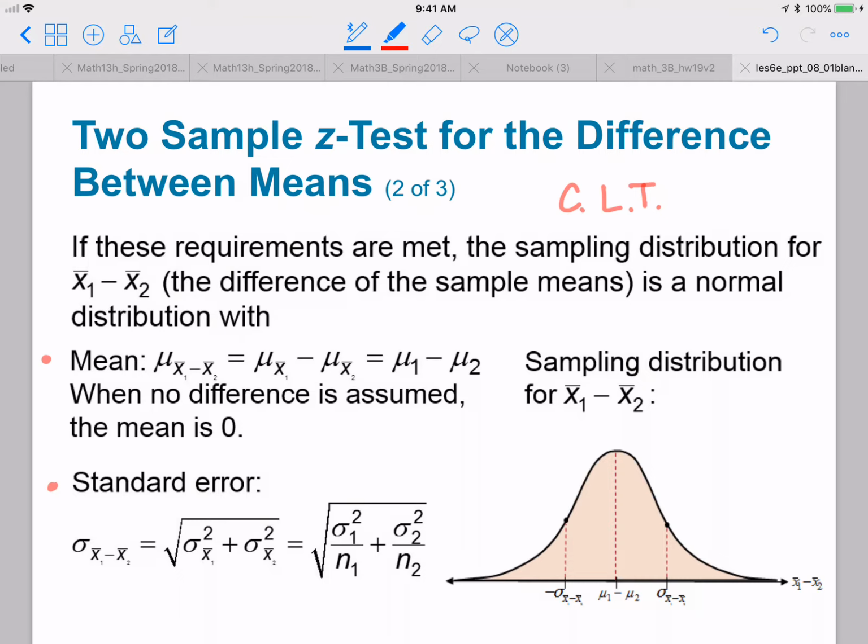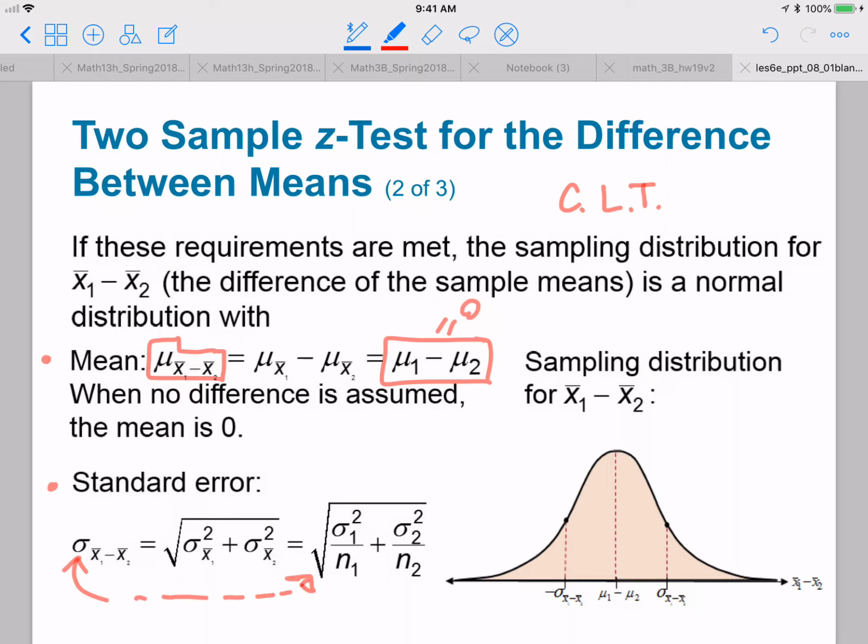And number 1, what is our new mean? Our new mean is just going to be the difference of the population means. So when no difference is assumed, if we're assuming that there's no difference between the population means, that is the same as saying we're assuming that mu1 minus mu2 is equal to 0. And then the second consequence of the central limit theorem is that we have a formula for the standard error. The standard error for our sampling distribution for the difference of sample means is going to be given by this formula here.